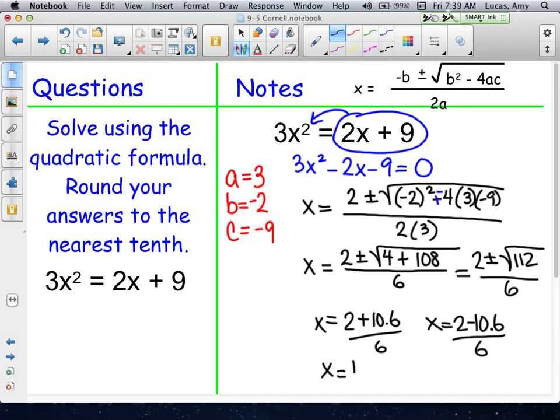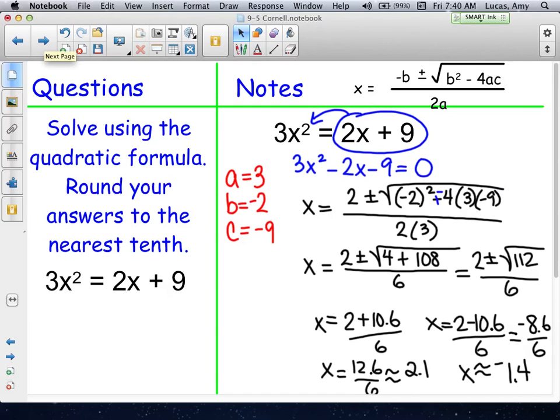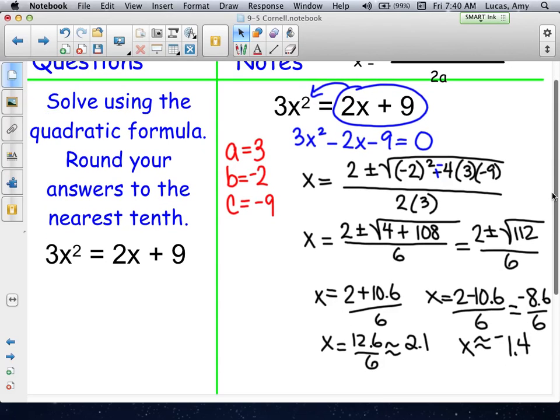So 12.6 divided by 6 is about 2.1. And negative 8.6 divided by 6 is about negative 1.4. So those are my two solutions, about 2.1 and about negative 1.4.